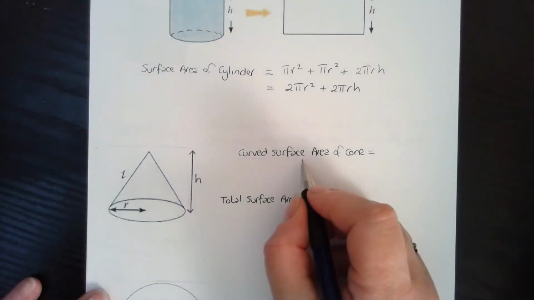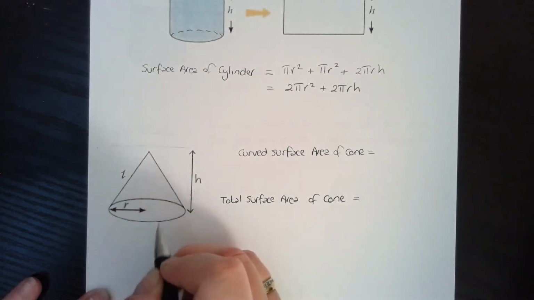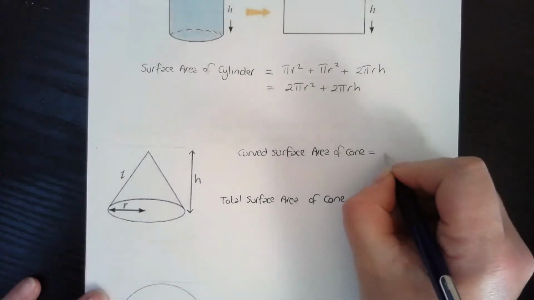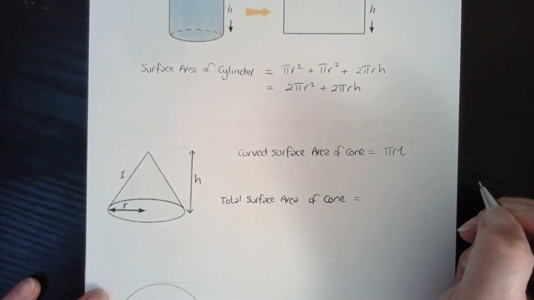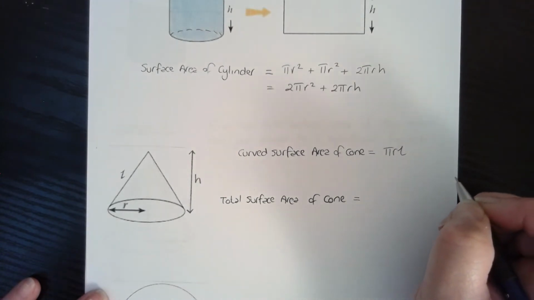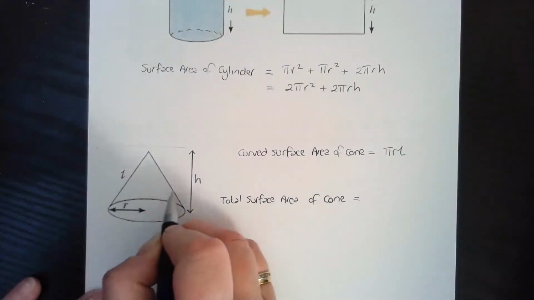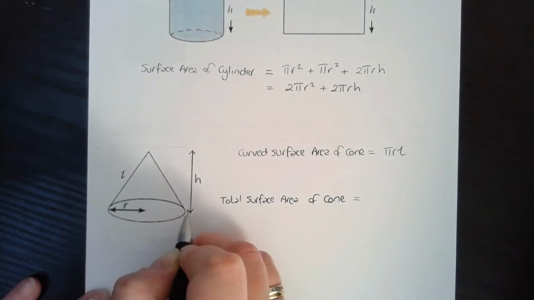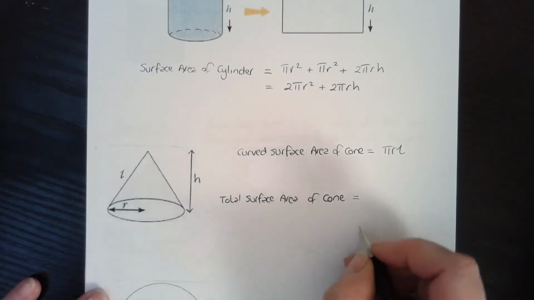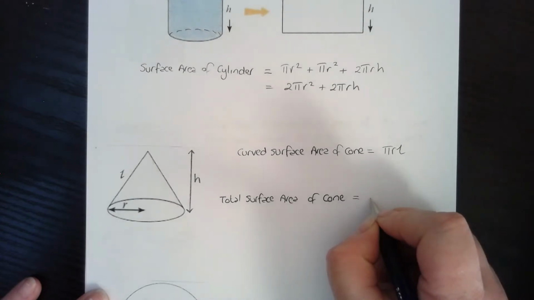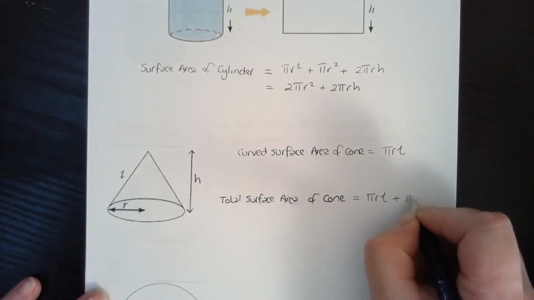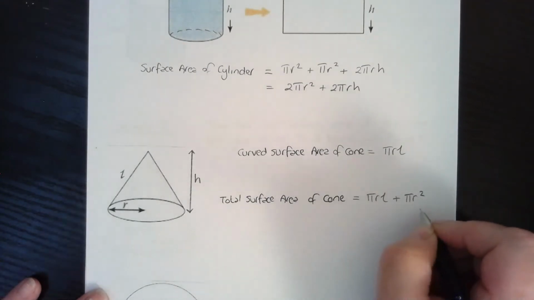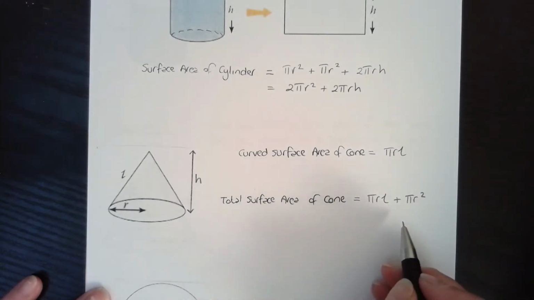The curved surface area of the cone, the bit that goes round, if you think about a pointy hat, it's the bit that makes the hat. So the curved surface area of the cone is pi times r times L, that's slant height. If you're asked to find the total surface area of the cone, that would include the curved part plus this circle on the bottom. So the total surface area of the cone would be the curved part, pi r L, plus the circle on the bottom, pi r squared. And that will give you the total surface area of a cone.